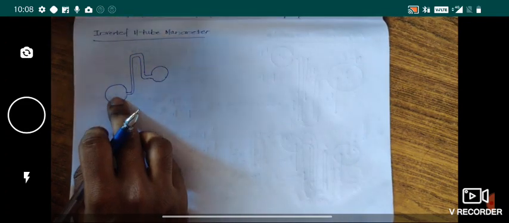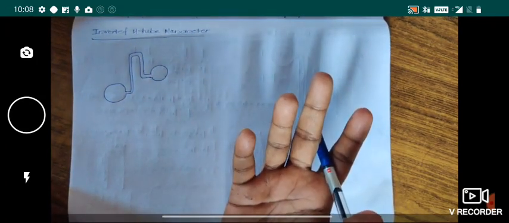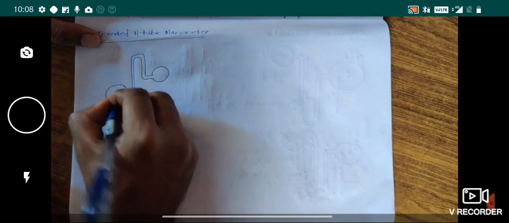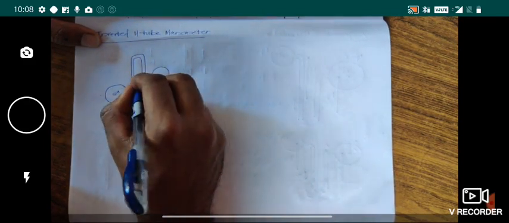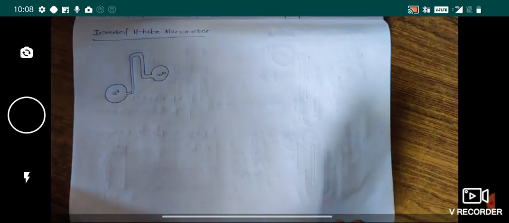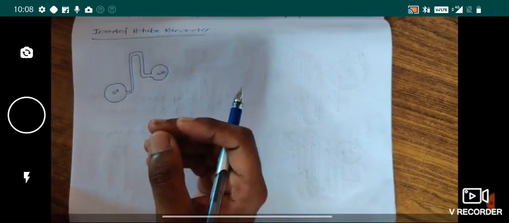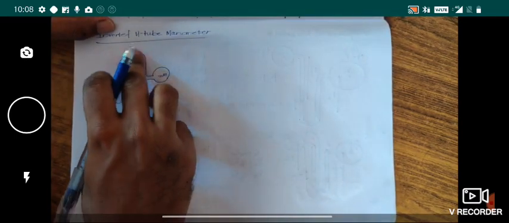What you have is one more pipe attached like this. So one pipe may be at one level, the other will be at another level. It can be at the same level also, no issues. So what you need to find is the pressure difference at these 2 points using this differential manometer. But earlier, in whatever case we have taken, we were taking the manometric fluid to be mercury.